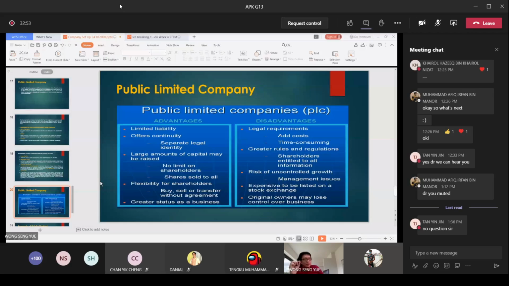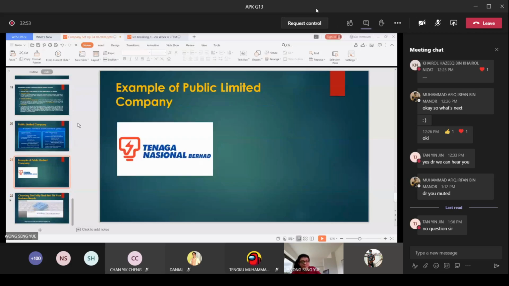This applies if the business entity is a public limited company. But the disadvantages are that it takes a longer time, they need to go through a very complicated process, and it's very expensive to be listed on the stock exchange. So if your initial capital is just $10,000, you cannot choose this kind of business entity. This will be some examples here.